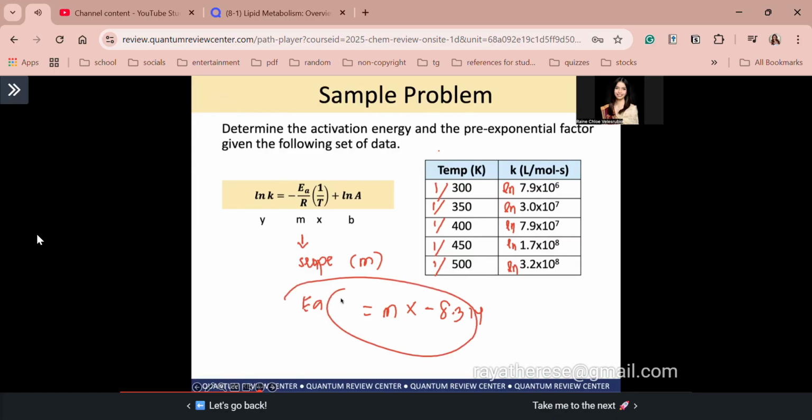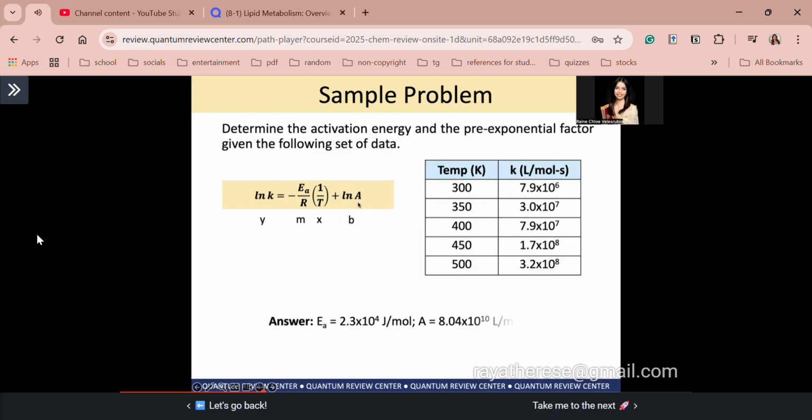Okay? And then, of course, guys, to get the value of the pre-exponential factor A, that is your y-intercept, di ba? Y-intercept, ln A. Okay? So, to get the value of A, guys, just simply input this on your calculator: e to the power of the value of your y-intercept, kung ano man yan. Okay? And then, you'll get the value of A. So, dapat na makuha yung sagot ay ito. Activation energy is equal to 2.3 times 10 to the power 4 joules per mole. And the pre-exponential factor A is equal to 8.04 times 10 to the power of 10 liters per mole second. Okay? I hope that's clear, guys. Na-review na natin ito before.